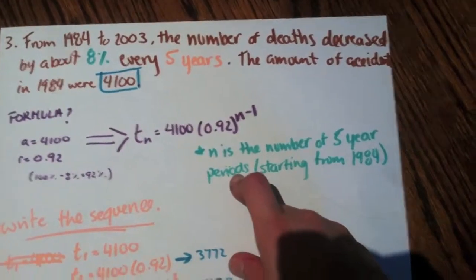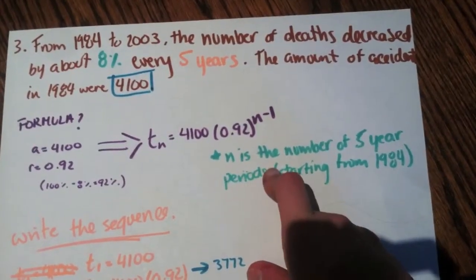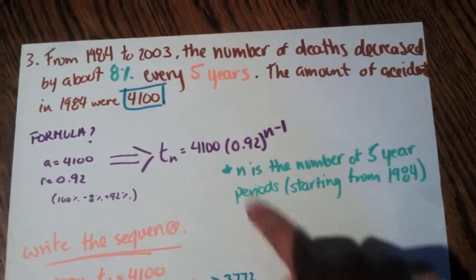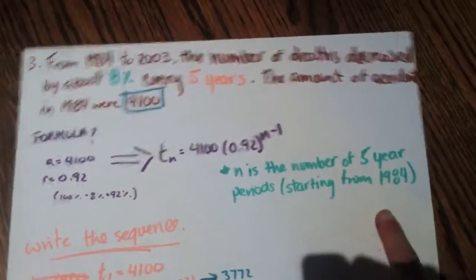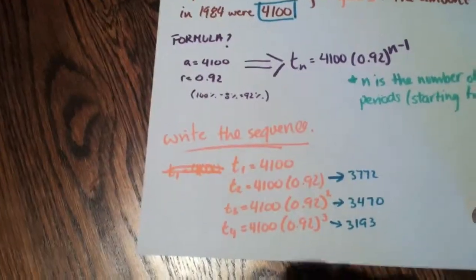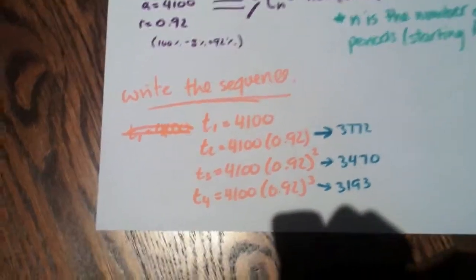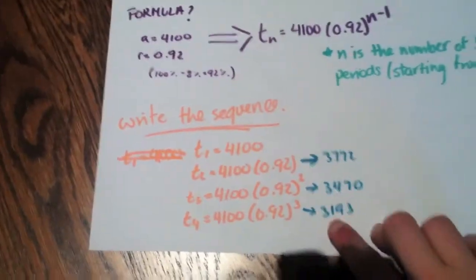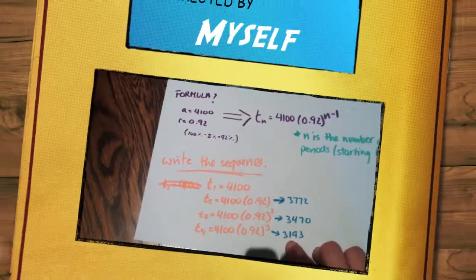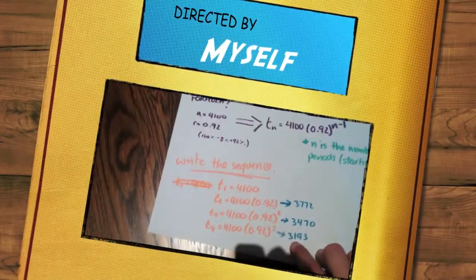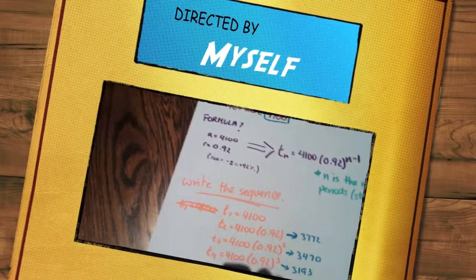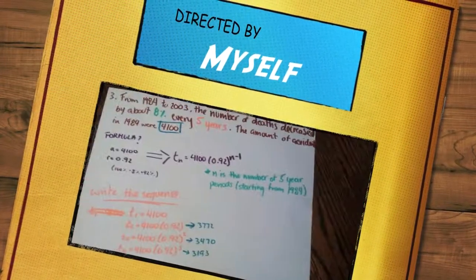And then in this case, n is the number of 5-year periods, since it says 5 years there, and it's starting from 1984. Then you would plug it in and find the term, and that would be the number of accidents you would have in the 4th, 5th period, so in 20 years since 1984.